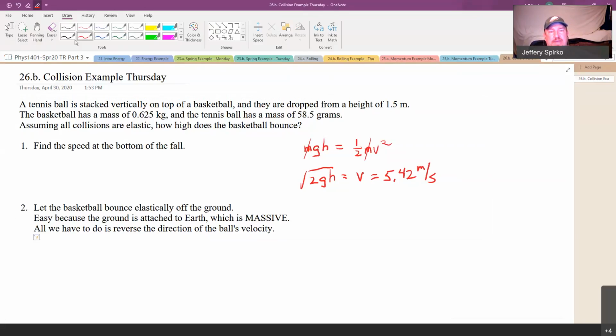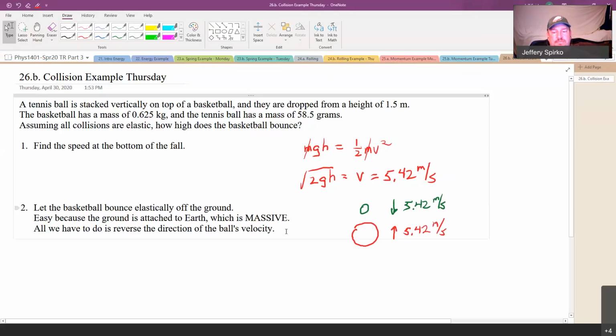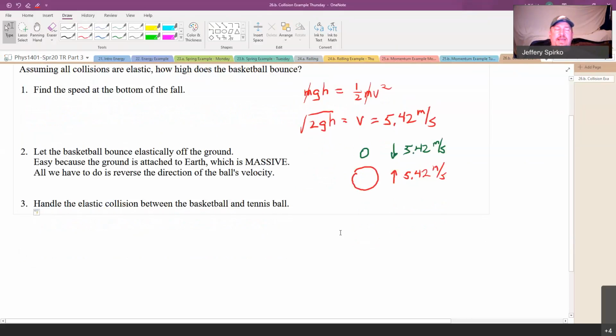So at this point, we have a basketball which is moving upward with 5.42 meters per second. And then we have a tennis ball. Tennis balls are green, right? Which is moving downward at 5.42 meters per second of speed. So now we have to handle the elastic collision between the basketball and the tennis ball.